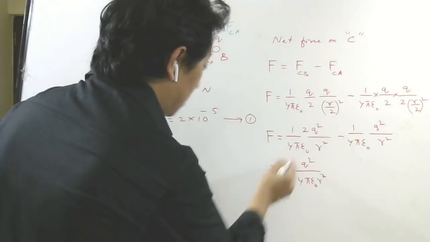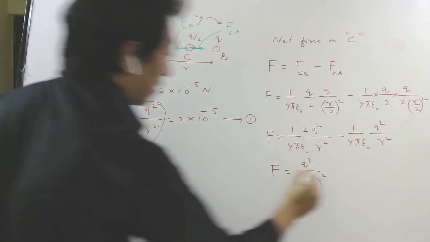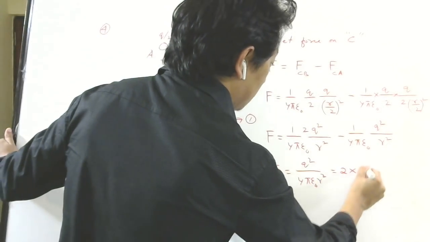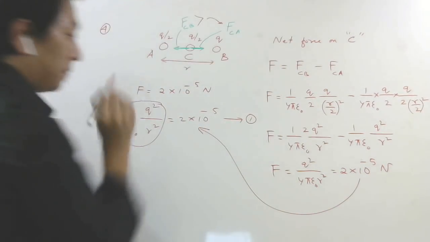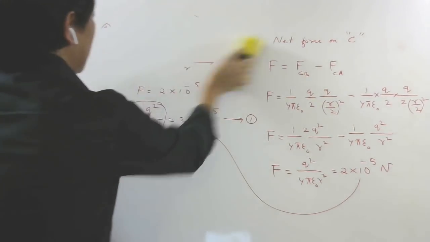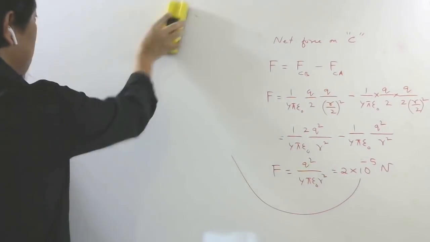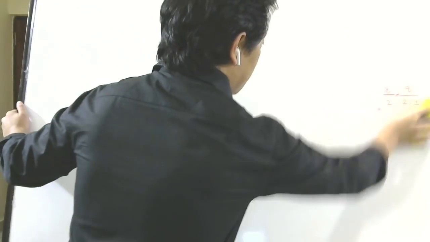But this we already know here, see. So this is how much? 2 into 10 power minus 5. So the answer is 2 into 10 power minus 5 Newton from here. Okay. So that is the answer for the fourth question. So this is how easily we can solve problems by making use of Coulomb's law and superposition principle.